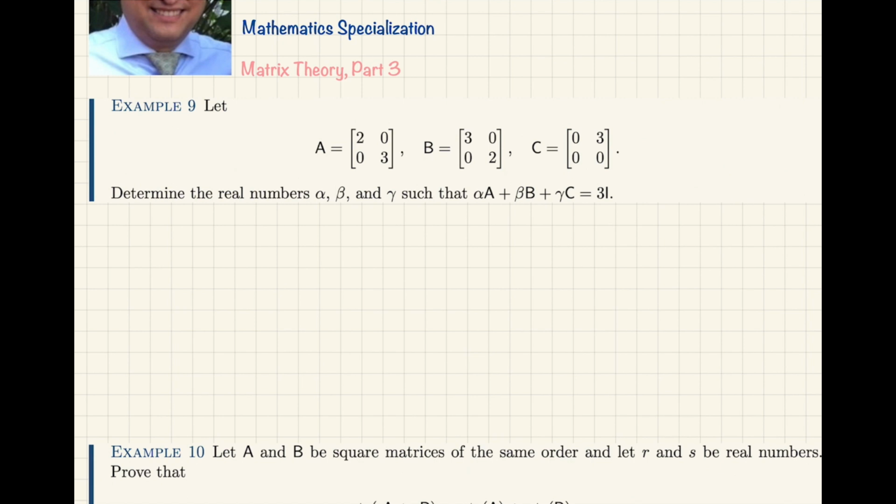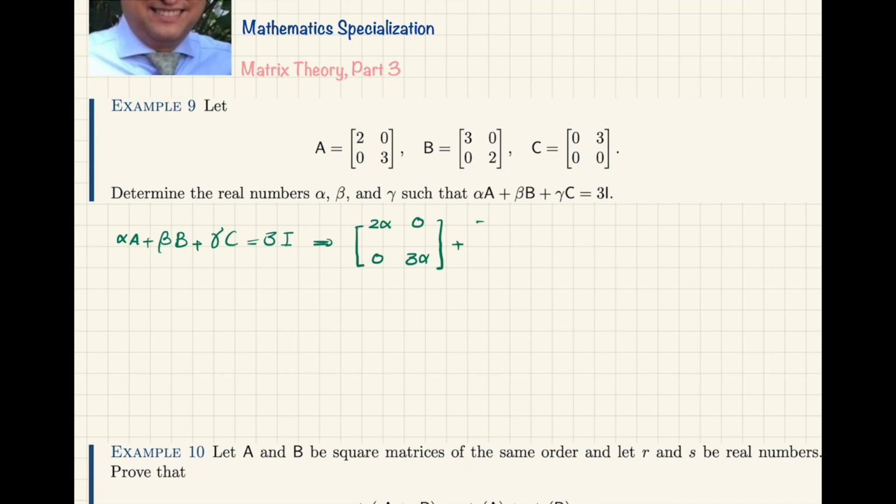Yes, because if I have 2 by 2 matrices and I multiply them by numbers, they remain 2 by 2, and if I add 2 by 2 matrices, again it remains 2 by 2. So if this equality is supposed to make sense, the right hand side should also be 2 by 2, so this means that this I is a 2 by 2 identity matrix. So what I want to do, I just start writing alpha A plus beta B plus gamma C is equal to 3I, and then what happens? Alpha times A means that I have to multiply alpha in all the entries of A, so it becomes 2 alpha, 0, 0, 3 alpha.